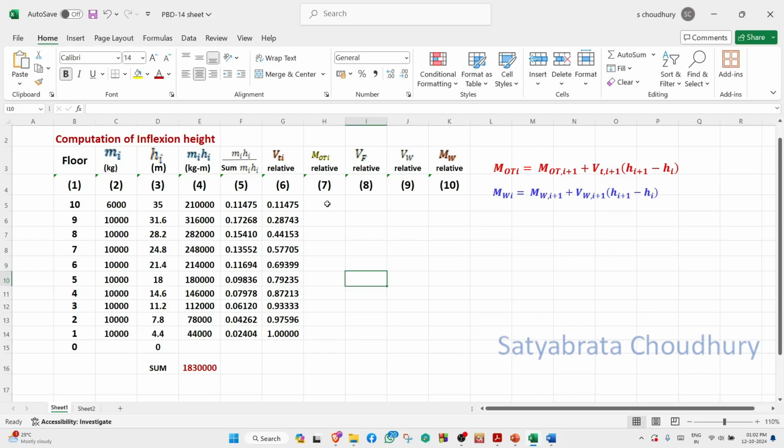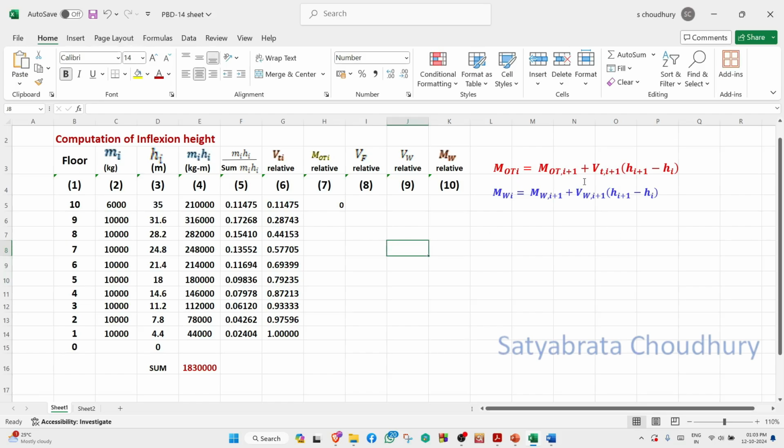Moment MOTI, column 7, is to be found from this formula: previous moment, that is upper story moment, plus upper story shear into interstory height for the current story. Very simple. There are several lateral loads, so the moment will certainly be found from these values only. Now at the top, the distance is 0, so this value of moment MOTI is 0. Frame overturning moment is 0.